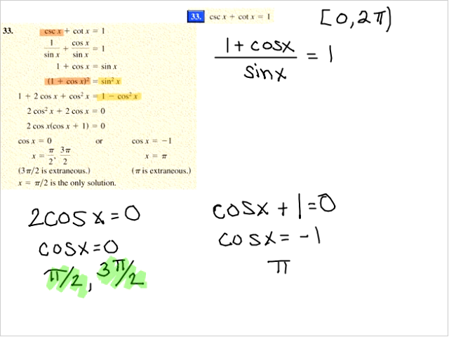Now I always have to go back and check them in your original problem up here and make sure that it comes out okay. And when I check them into the original problem, I find that 3 pi over 2 and pi do not give me 1. Okay? So those are what we call extraneous roots. So really the only solution here is pi over 2, because when I plug that back into the original equation, that's the only one that actually works.